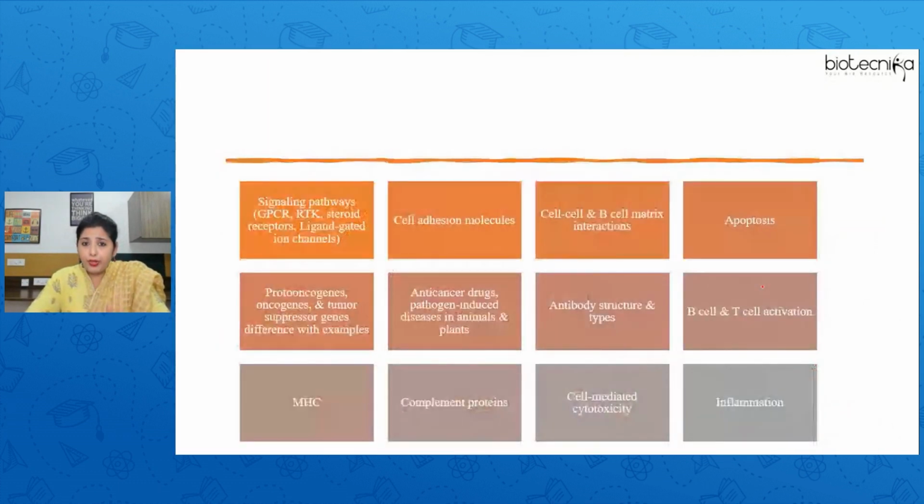So moving on to the important topics from this unit. The important topics are on your screen. You should always focus on signaling pathways. Then you can move on to cancer biology, where you have to specifically learn about proto-oncogenes and tumor suppressor genes, and you have to emphasize immunology topics like cell-mediated cytotoxicity, and also study B cell and T cell activation, because sometimes questions are framed by combining B cell and T cell topics with topics from unit 13 like flow cytometry.